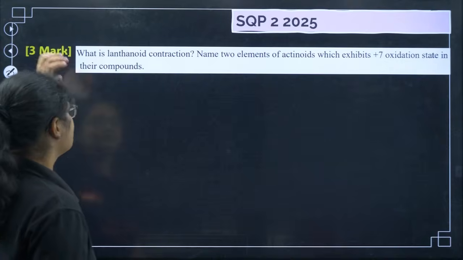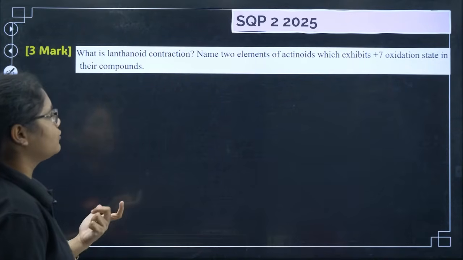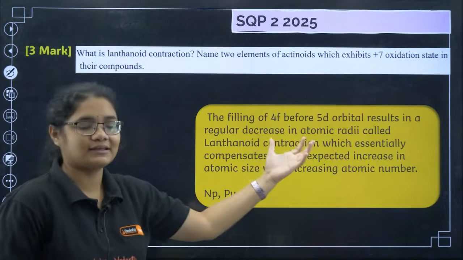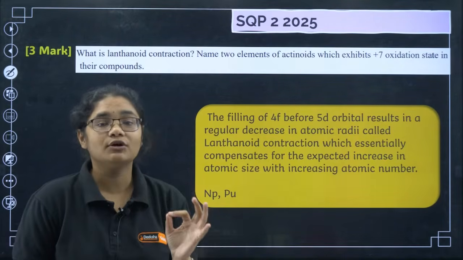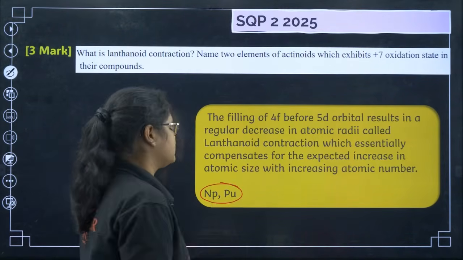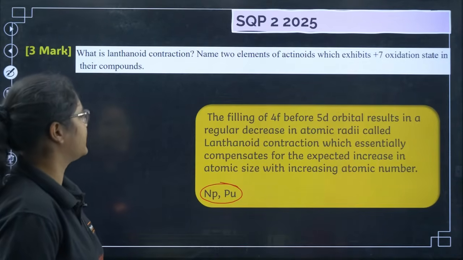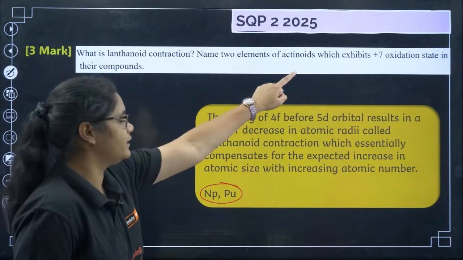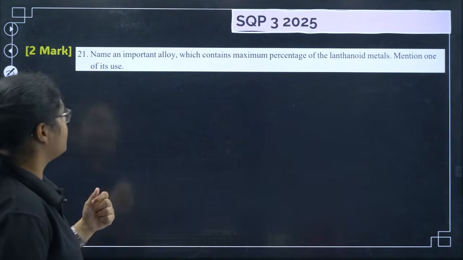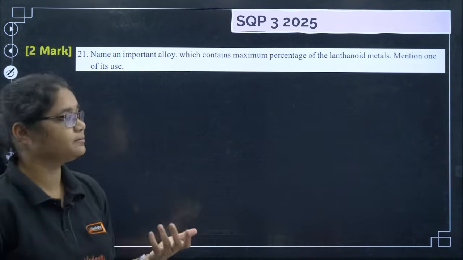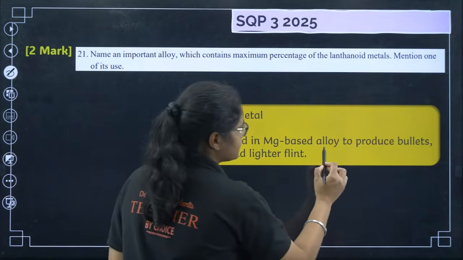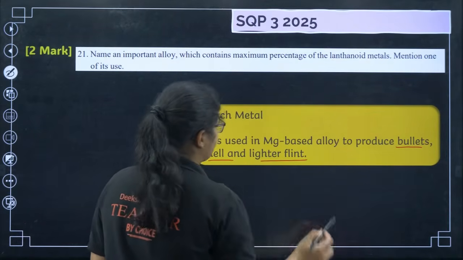Already I have discussed these things. Next, what is lanthanide contraction, and name 2 elements that exhibit the +7 state. So lanthanide contraction, we all know, is the steady decrease in the size of the atoms due to the poor shielding effect of your 4f orbitals. And the +7 oxidation state is shown by, you have to say actinoids, that is Np and Pu. Next we have: name the important alloy which contains the maximum percentage of lanthanoids and its use. So mischmetal, and it is used in bullets, shells and lighter flint.